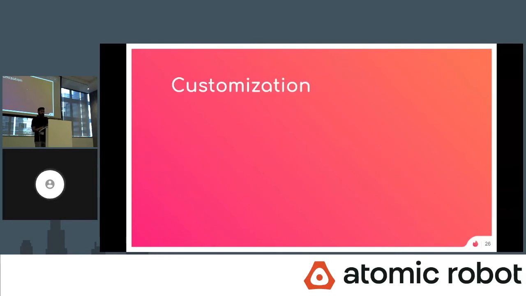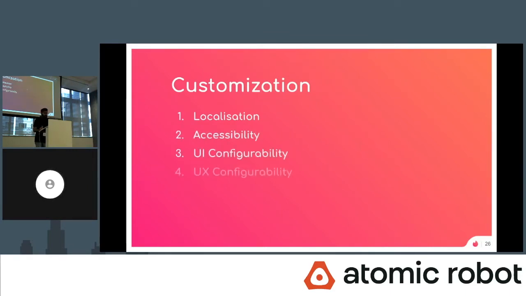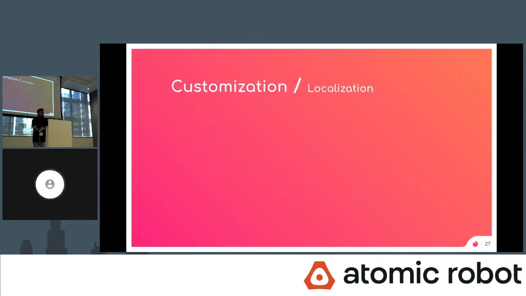And this can now be further divided into 5 topics. First one being localization, accessibility, UI configurability, UX configurability, and dark mode compatibility. The first thing that we're looking at is the localization, and this relates to the ability to localize your apps.